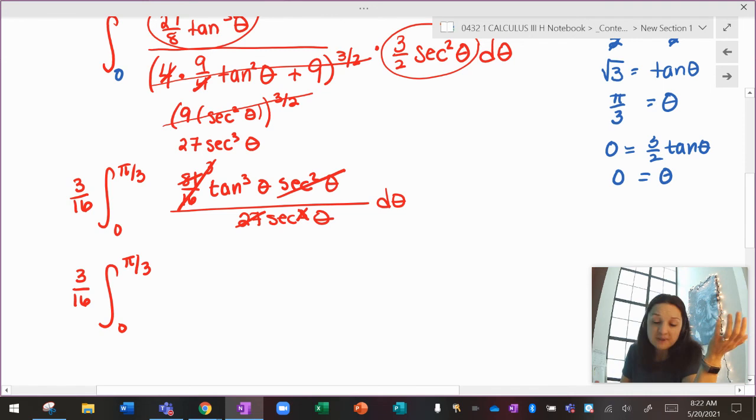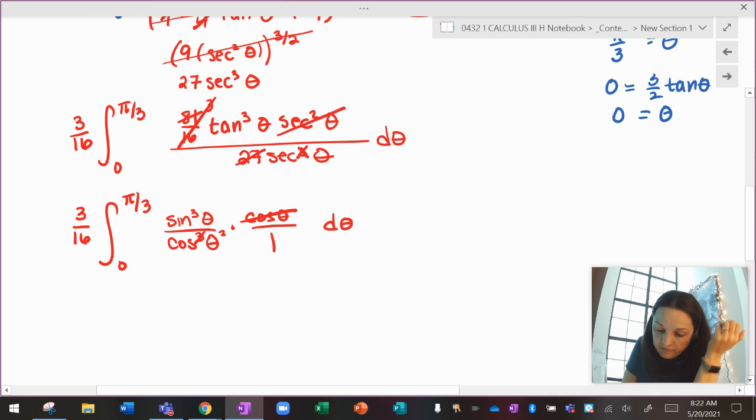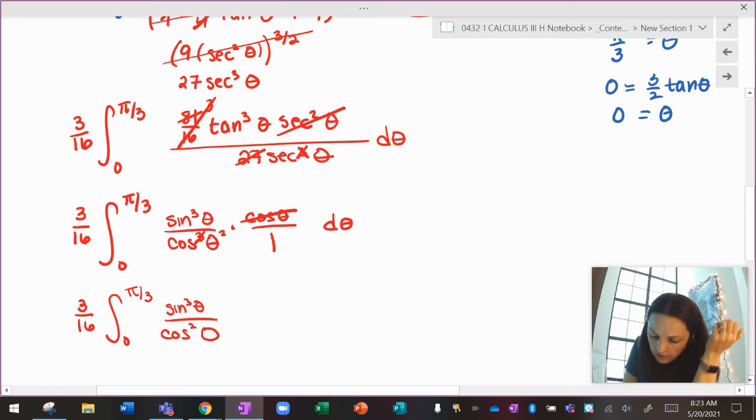I should be able to put it into terms of sine and cosine. So tangent cubed is sine cubed theta over cosine cubed theta. And dividing by secant is the same as multiplying by cosine. So that's going to look like that, but my cosine will be squared. So then I have 3/16, the integral from 0 to pi over 3 of sine cubed theta over cosine squared theta d theta.